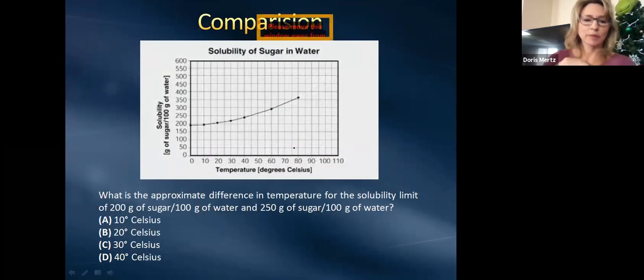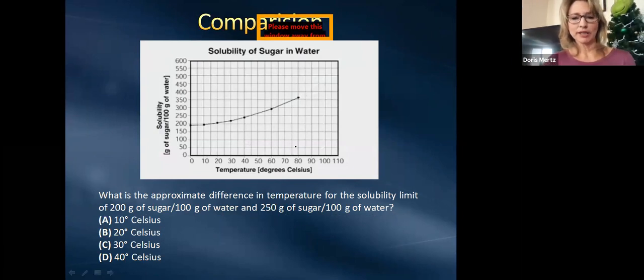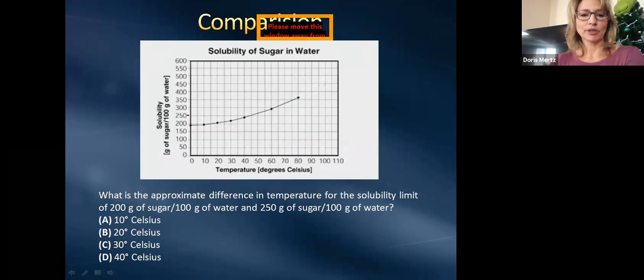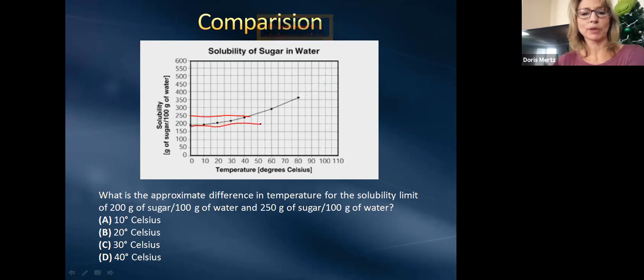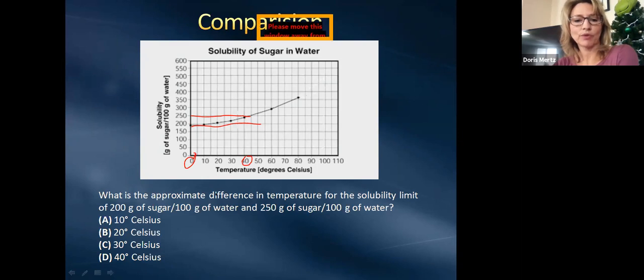This is a comparison question where you're asked to compare two different things. What is the approximate difference in temperature for the solubility limit of 200 grams of sugar per 100 grams of water and 250 grams of sugar? So we're looking at this line, and they said the difference. When we see the difference, what do we do? Subtract. They want to know the difference in temperature. So one is here and one is here. One's 40 and one's 0. Right, okay.